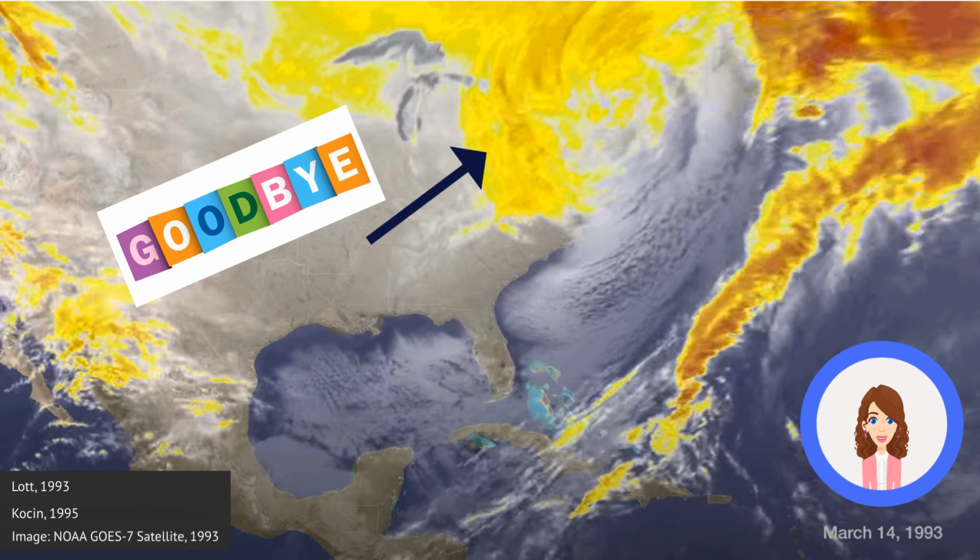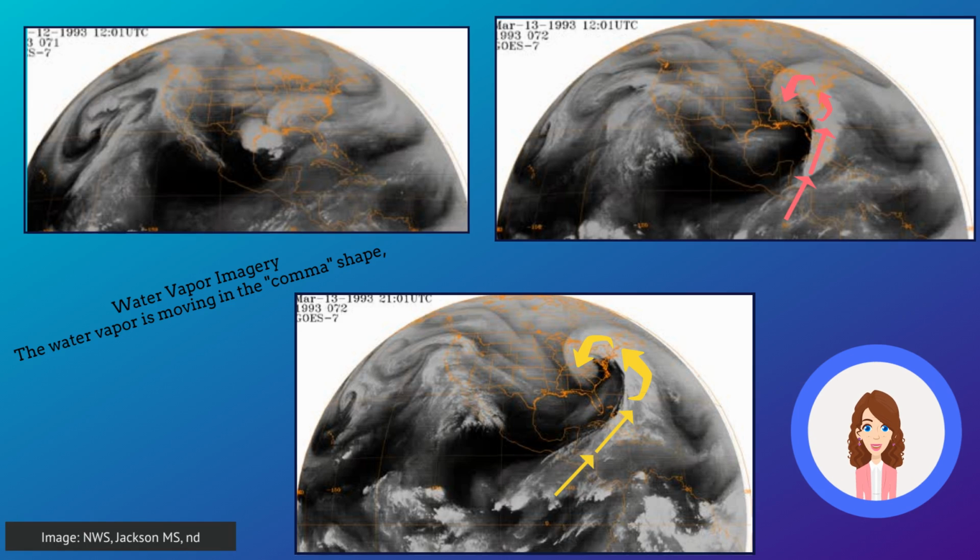By March 14th, the extratropical cyclone was moving out of the United States and north into Canada. This set of images shows the water vapor moving, and you can see it moving in that comma shape that's typical of the extratropical cyclone.